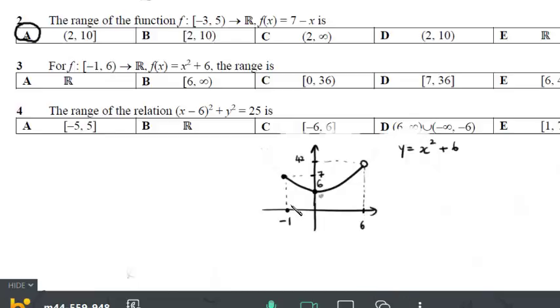Lizzie, would you be able to figure out the range for this one? Not really? Just by looking at this graph right here. Okay, so you want from 7 to 42. So Lizzie's answer is 7 inclusive, and 42 exclusive.